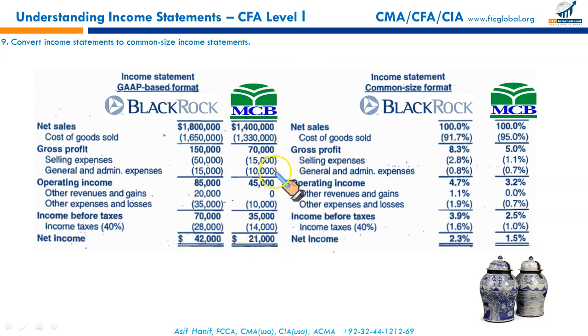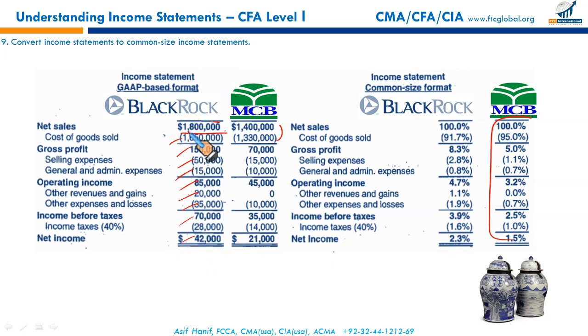For example, what is general and admin expense? 10,000. 10,000 is what percent of 1.4 million? 0.7%. Other expense and losses, it is what percent of 1.4 million? 0.7. So every number you see is expressed as a percentage of sales. Likewise for the same BlackRock, we take 1.8 million as base and express every number given here till the net profit as a percentage of sales.